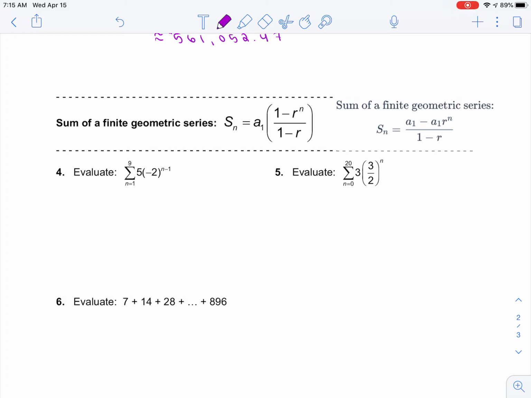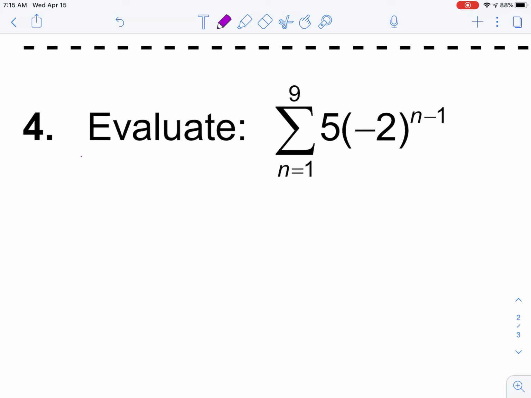Final part of today's notes involves finding sums. When you are finding sums, remember that we have two different types of series. One of which is what we call a finite, which means it ends. There's another type that's called an infinite, and you'll see on the next page we have a separate formula for that. Now, if you do question number 4 and it says to evaluate, remember that that means find the sum.